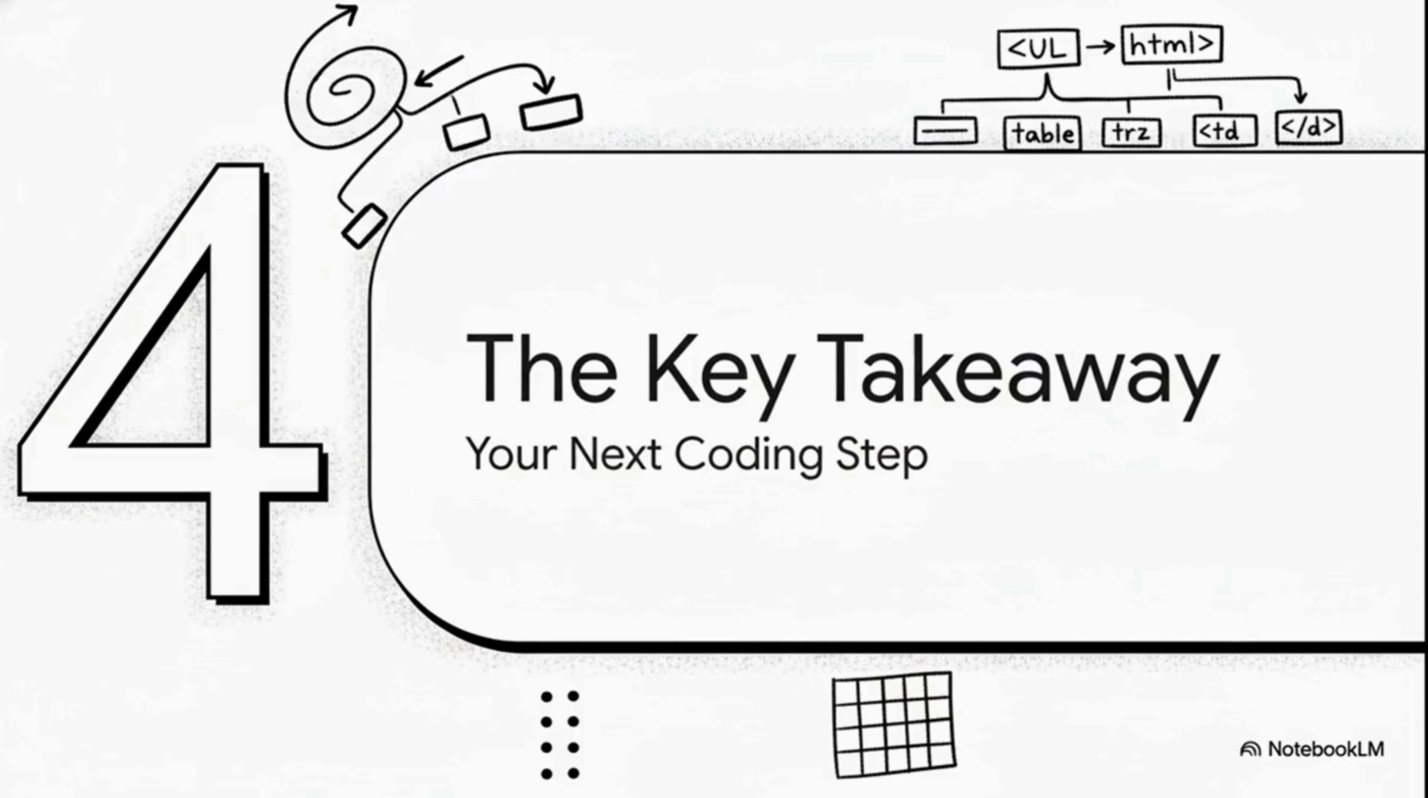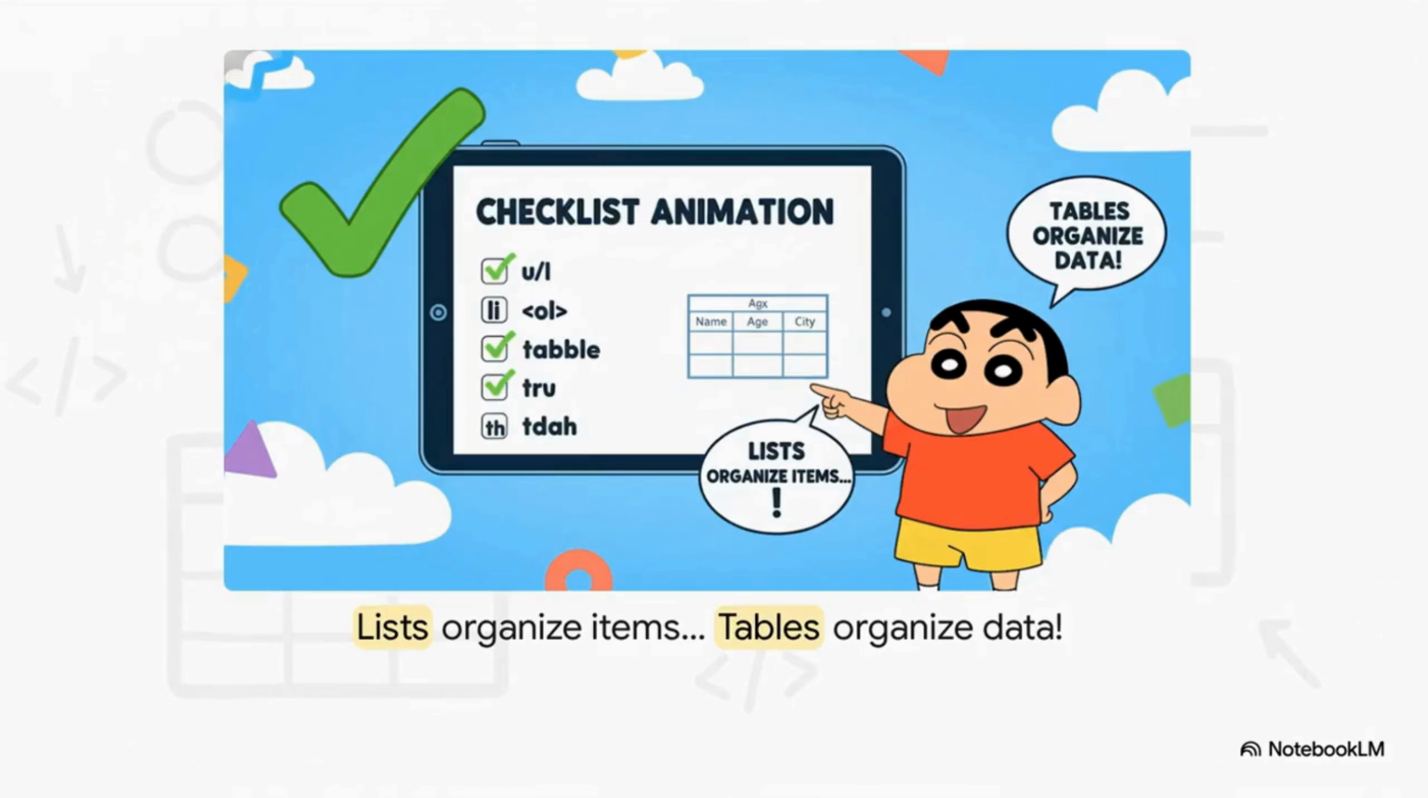All right, as we wrap things up here, I really want to boil this all down to one single core idea. If you remember one thing from this entire explainer, please make it this. And it's this simple. Lists are for organizing items, tables are for organizing data. If you just have a simple sequence of things, use a list. If you have structured information with rows and columns, use a table. If you can master that one difference, you've pretty much mastered the heart of structuring content on the web.